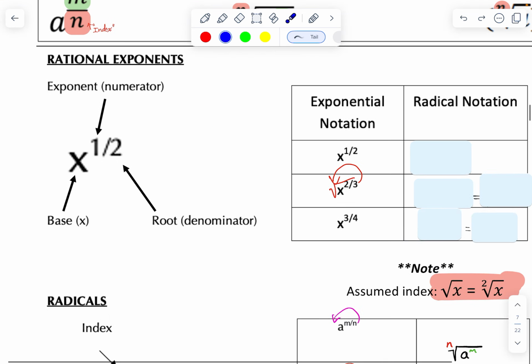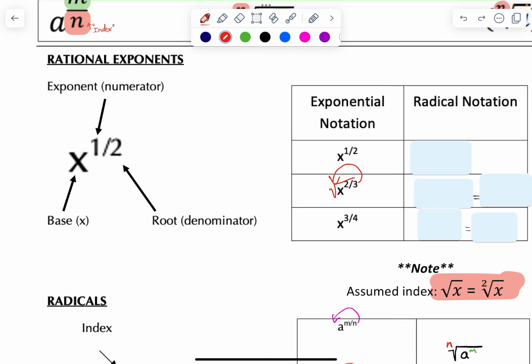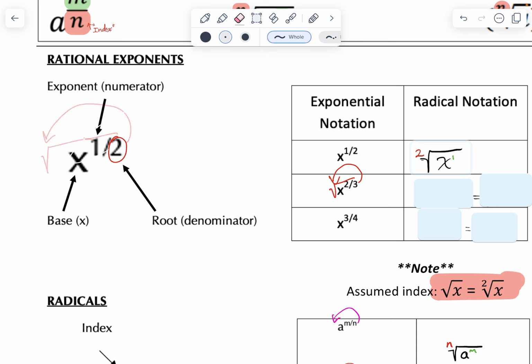Another way to think about it. To take a rational exponent and write it in radical form, I like to take the denominator of my rational exponent, pull it off, and write it on the shelf of my radical here. So x to the 1/2 becomes the square root of x to the 1, or the second root of x to the 1st.